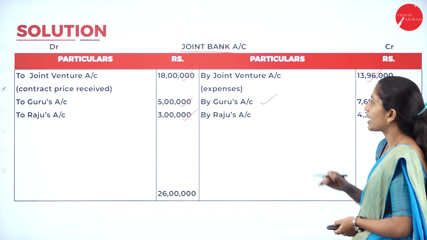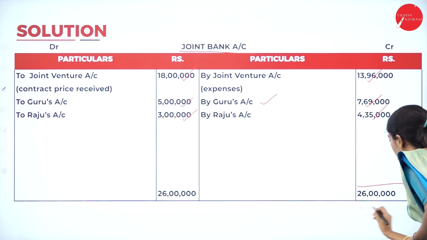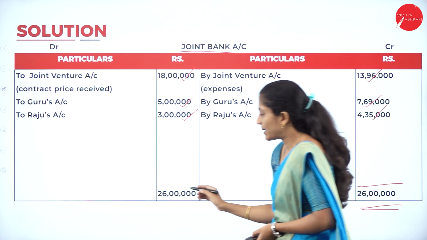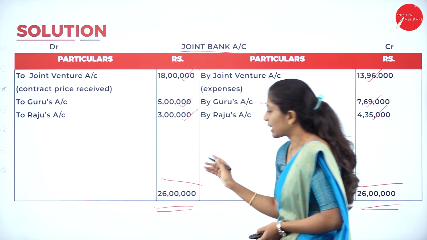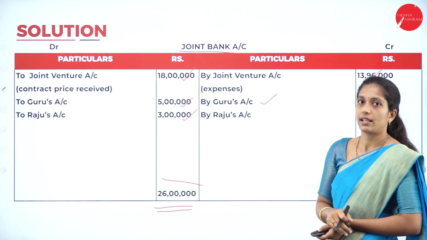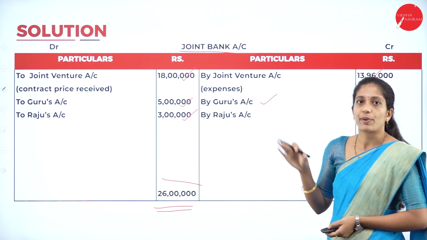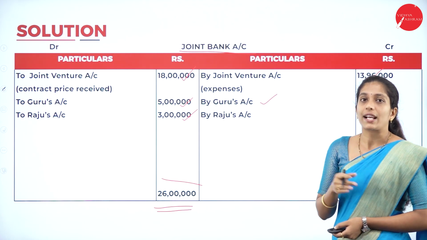We have already recorded. Now what you have to do? You have to balance both the sides, and the total of debit side should be equal to the total of credit side. That is how much? 26 lakh. So this is how we are going to prepare a joint bank account. Few more accounts they have asked.